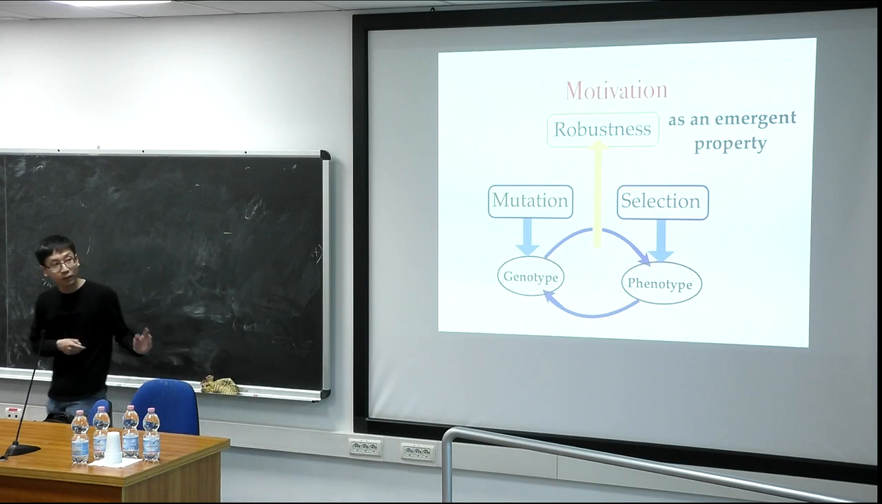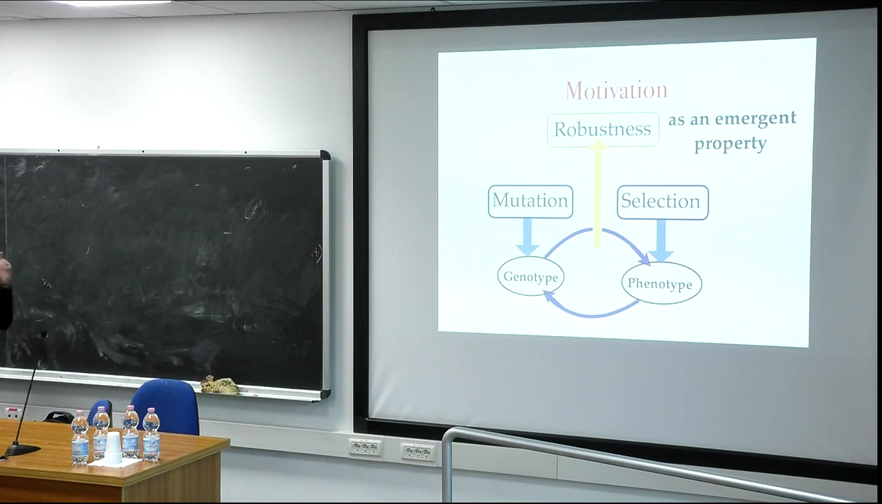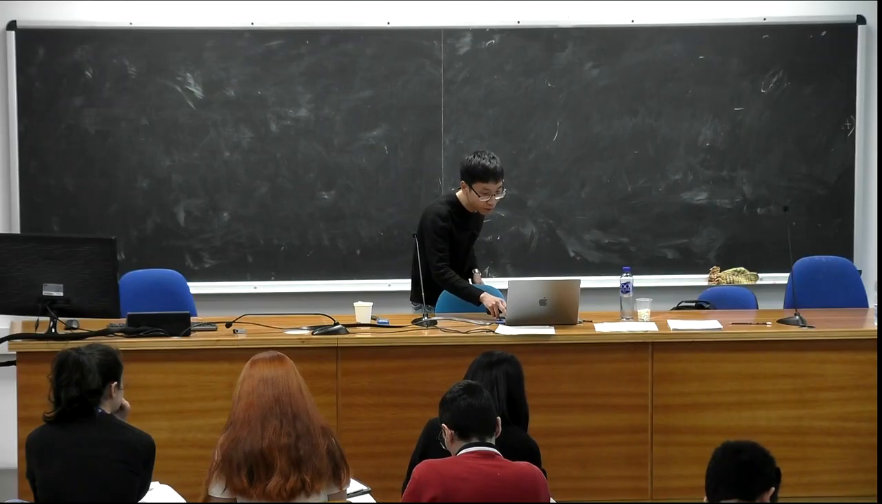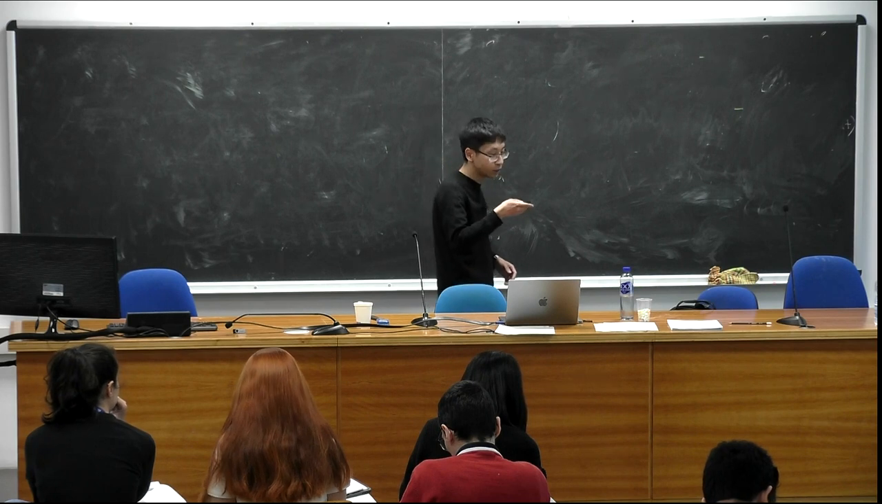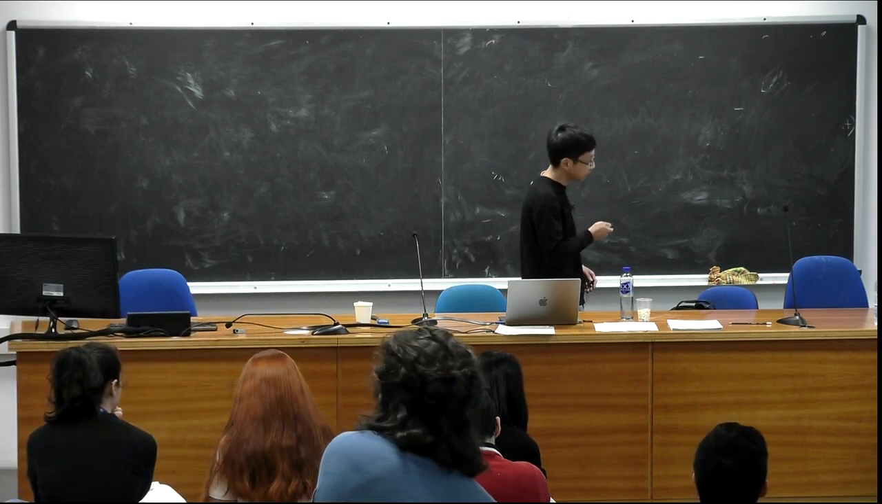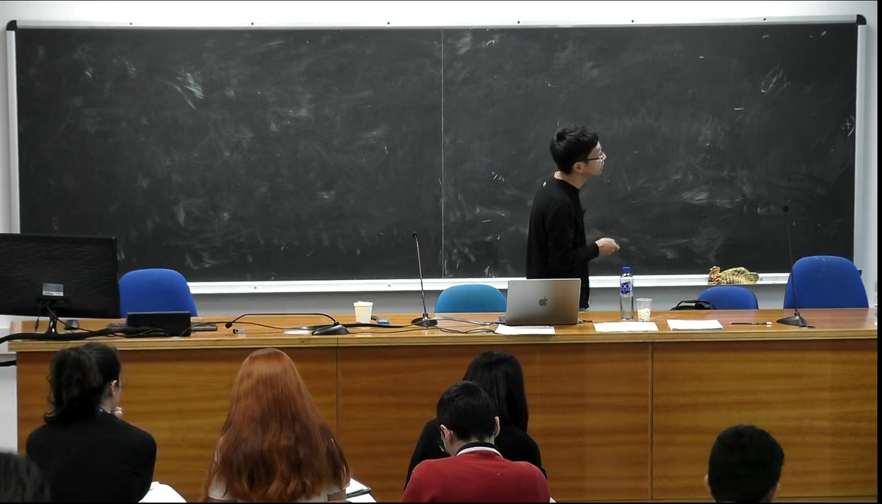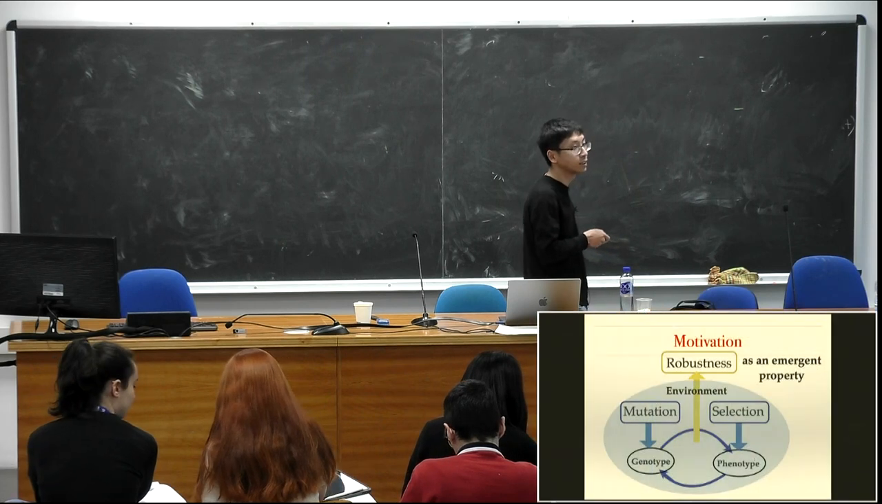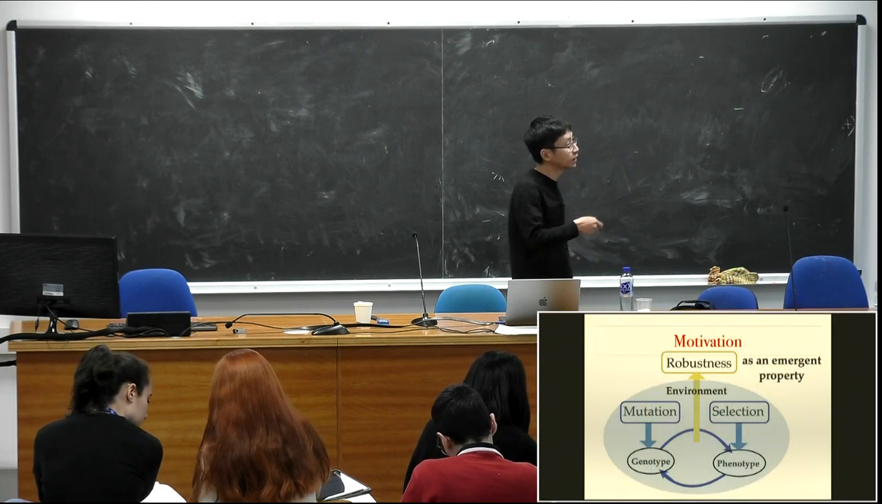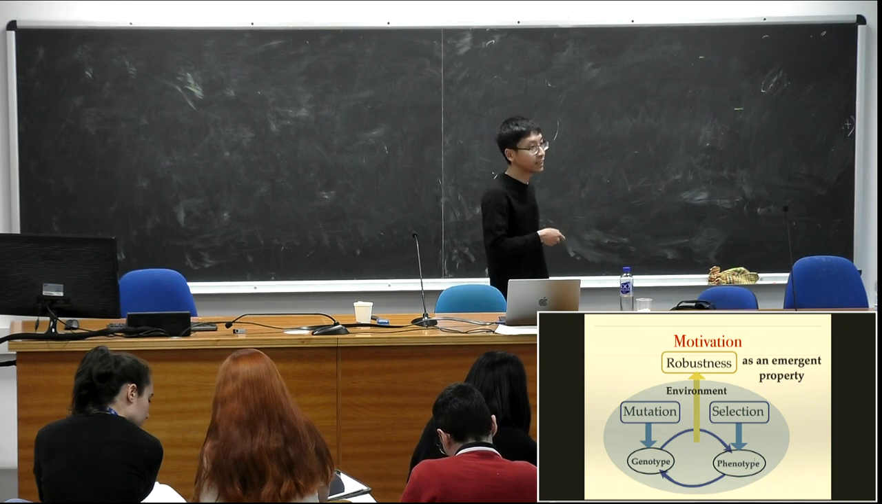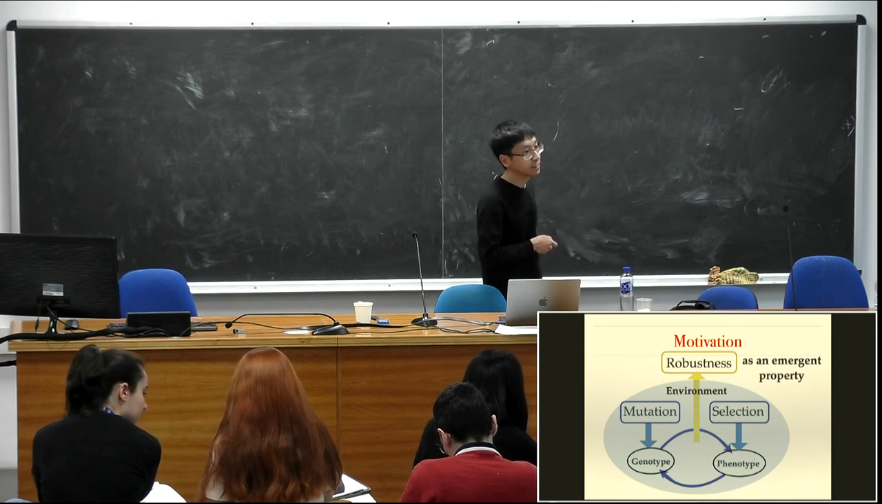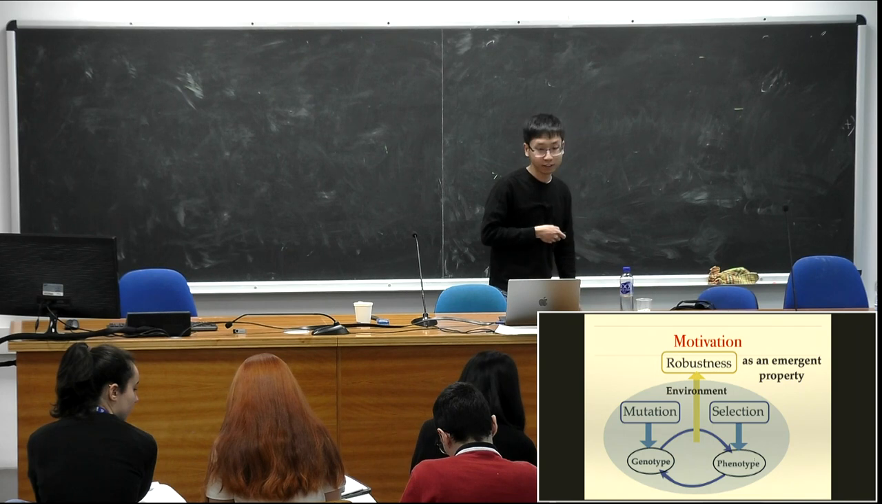We try to show that robustness is an emergent property, in the style more familiar to you from condensed matter physics. So this is the main question, but how do we approach it? First of all, we need to remind ourselves that the system is located in some environment. The shaded area here represents that everything happens under given environmental conditions.